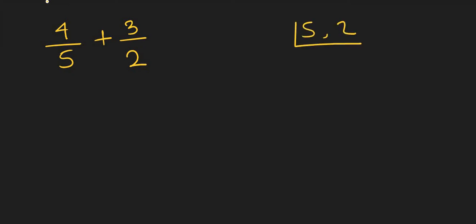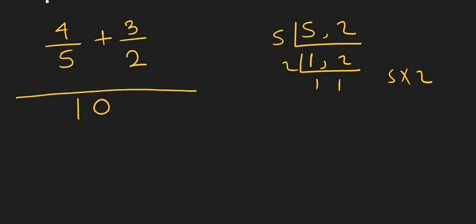Now how do we add numerical fractions? 4 over 5 plus 3 over 2. What we have to do is, we need to take the least common multiple of 5 and 2. In order to find the least common multiple, what we do is we divide by prime factors. 5 divided by 5 is 1. We are left with 2. 2 divided by 2 is 1. Therefore 5 into 2 is 10. So we get 10 as the common denominator.